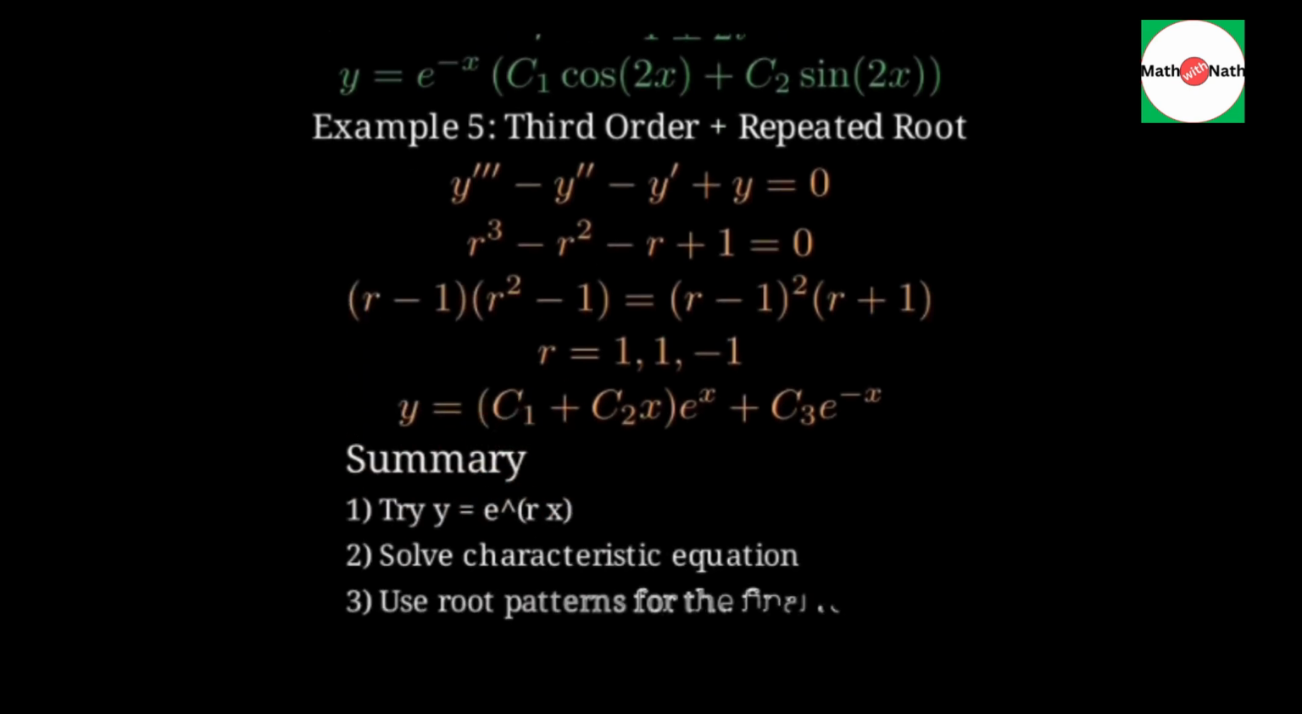Let's summarize. For homogeneous linear equations with constant coefficients, we always try y equals e to the rx. Then solve the characteristic equation. Distinct real roots give separate exponentials. Repeated roots multiply by powers of x. Complex roots give sine and cosine, with an exponential factor if the real part is not 0. Practice a few more and you'll master the pattern.